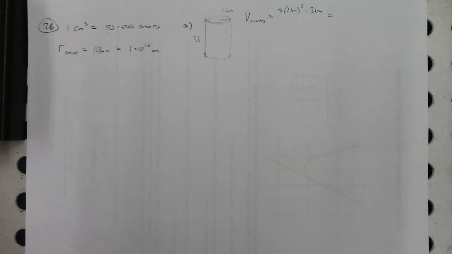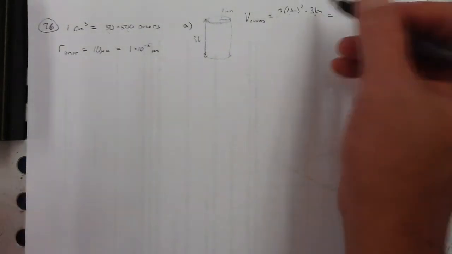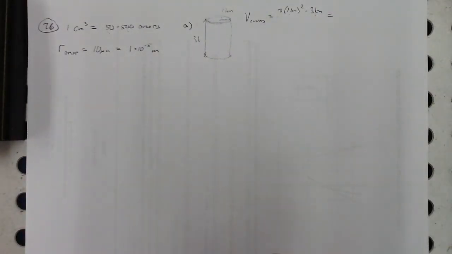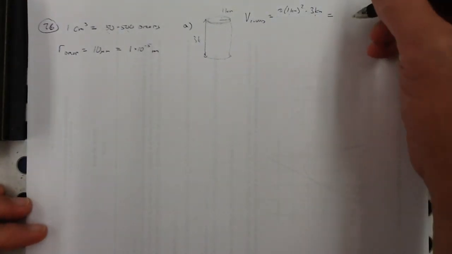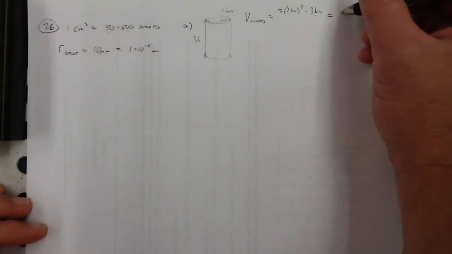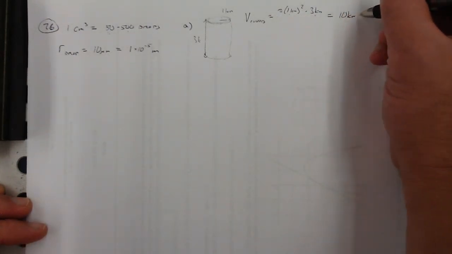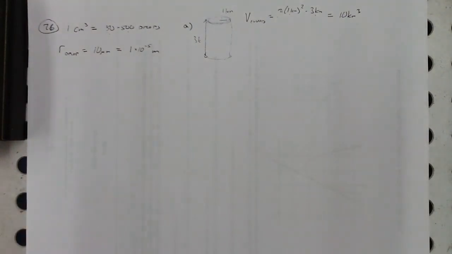So, I'm just estimating here. These are just rough estimates. So 3 times pi, 3 times 3 and change is about 10-ish. So that's about 10 cubic kilometers. I think for the purposes of our estimating here, that should do just fine. Okay, that's the volume of a cloud.